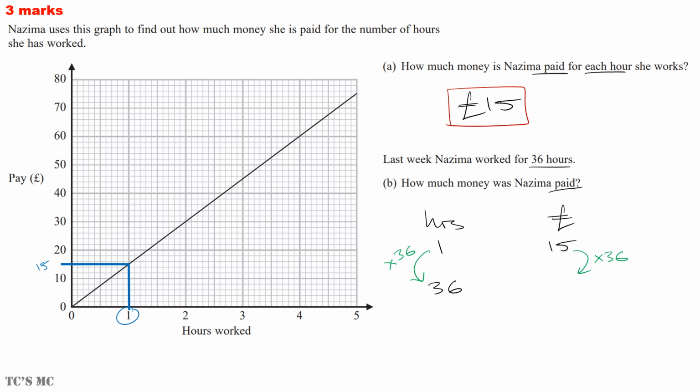15 multiplied by 36 is 540. That means Nazima was paid £540. And that is our second mark for part B.